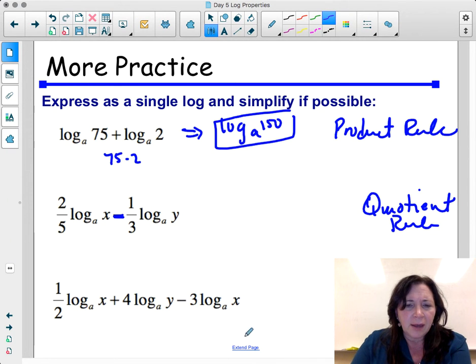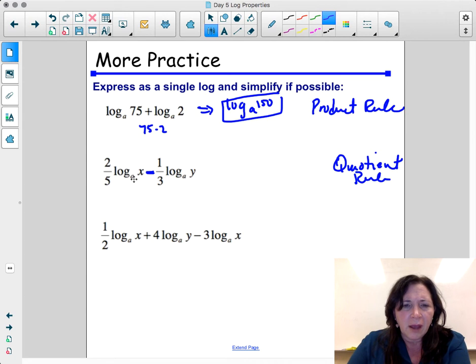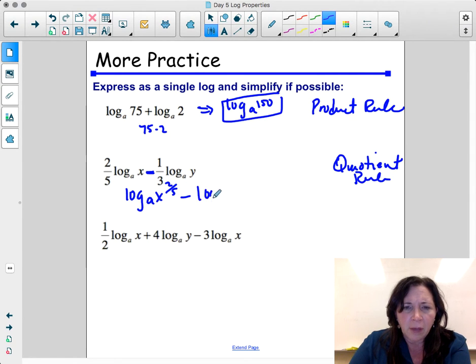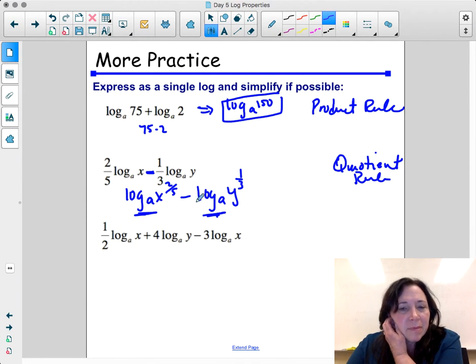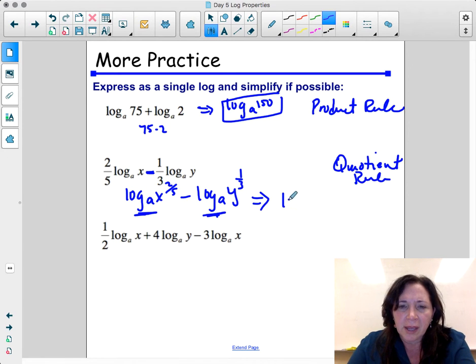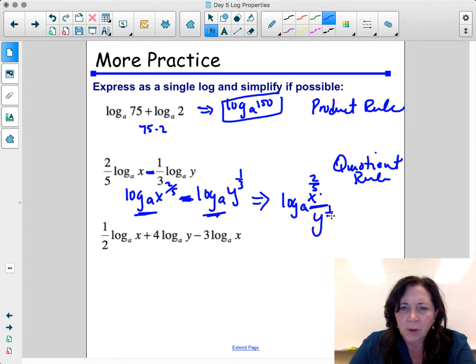Okay, in doing that, I'm going to start off rewriting this as log base A of x to the 2/5 power minus log base A of y to the 1/3 power. But I can't leave it like that because, first of all, these are both log base A's, which means I can combine them. So we're going to get log base A of x to the 2/5 power divided by, because of the minus sign, y to the 1/3 power.